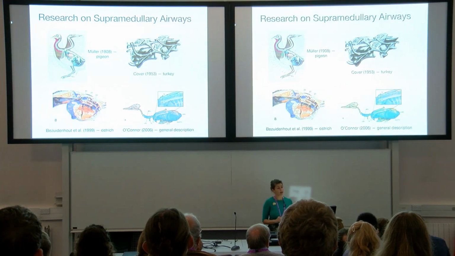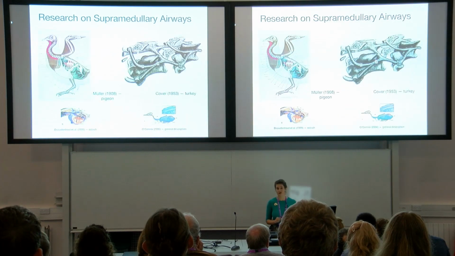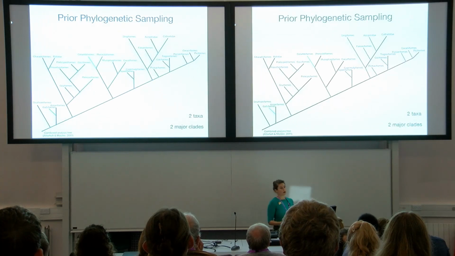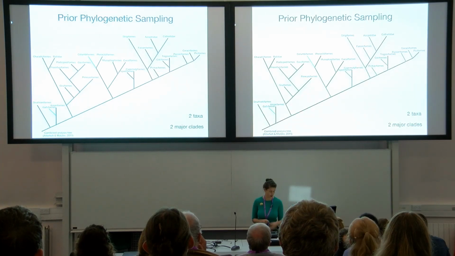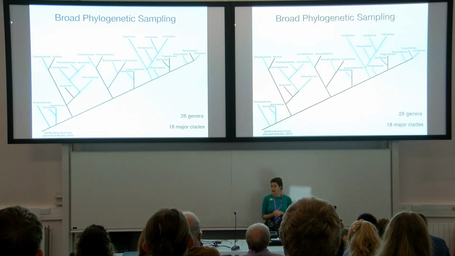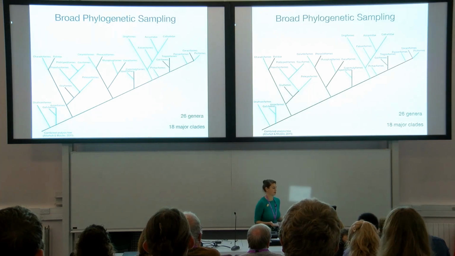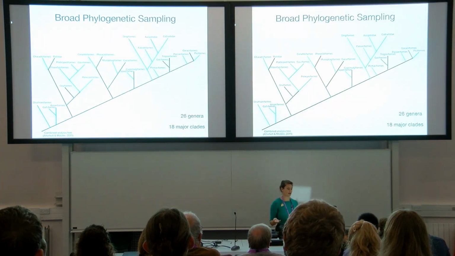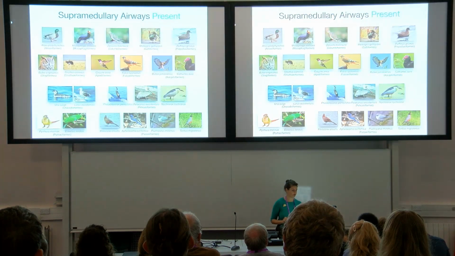4 prior publications have mentioned these structures, but of the 4, only 2 have described them in any detail. So really, to date, that means we only know about supramedullary airways in 2 taxa from 2 major clades, in pigeons and in turkeys. This study has brought that number up to 26 genera, representing 18 different major clades. So we've really been able to expand our knowledge of these structures to much greater phylogenetic coverage.